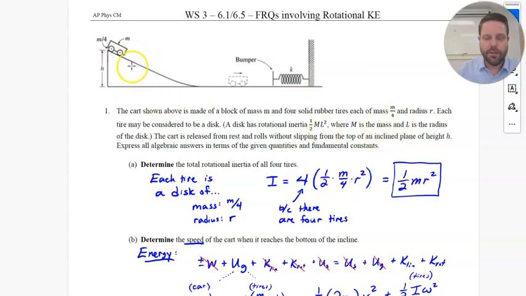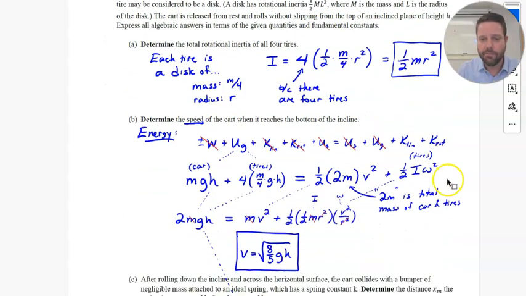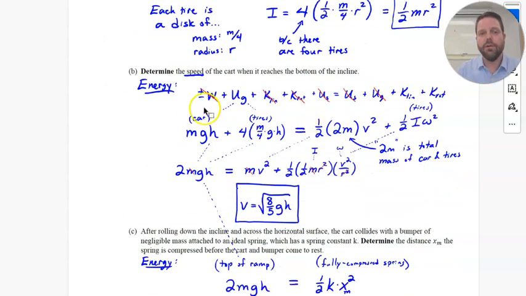So we have to make sure we understand first and foremost the rotational inertia of this, right? We have to consider 4 objects that are rotating. Each of them is a disk with 1/2 mr squared, and we get our total rotational inertia. Notice it does not matter that there's the m for the frame because the frame's not rotating.